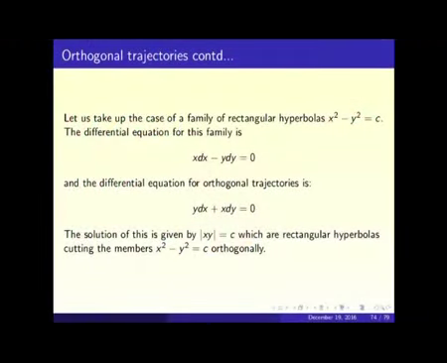Let us take the next one. Let us take the hyperbolas x squared minus y squared equal to c. Differentiate, the c straight away disappears. You get x dx minus y dy equal to 0. What is the differential equation for the orthogonal trajectories? y dx plus x dy equal to 0. Solve this differential equation, which is a variable separable equation, and you get mod xy equal to c. Remove the absolute values and you get rectangular hyperbolas cutting the members x squared minus y squared equal to c orthogonally.